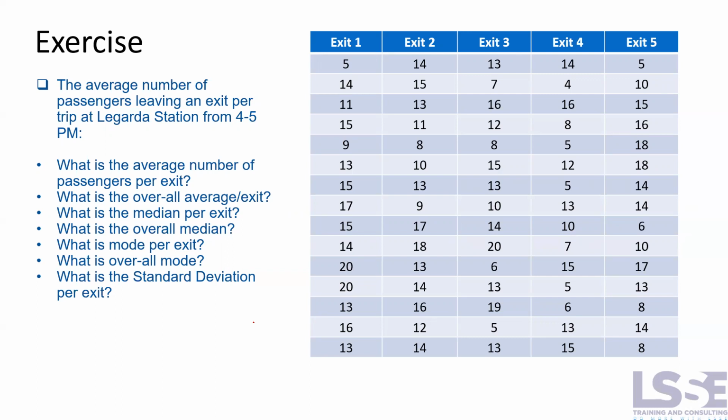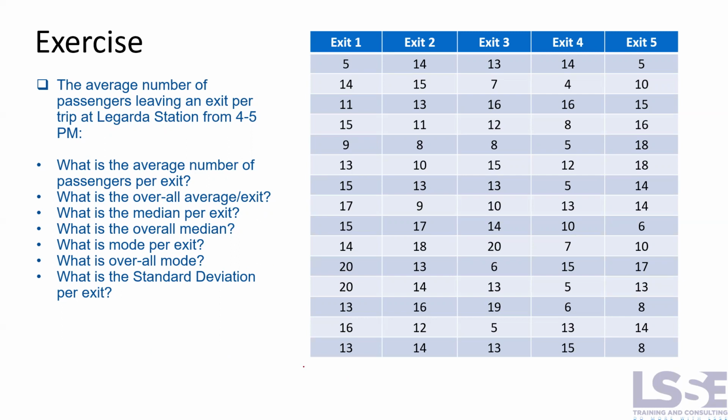The first question is, what type of data is this one? Is it continuous or discrete? They're talking here of average number of passengers. This is discrete, yes, because you count the number of passengers. You don't have 1.2 passengers. You don't have 1.5 passengers. Next, the question is, what is the average number of passengers per exit?